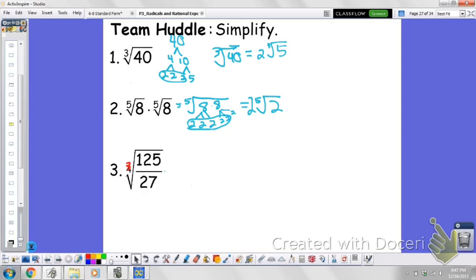I apologize, guys. The number 3, it should be the third root, or the cube root of 125 over 27. So go ahead, pause the video again, and work through it that way. My bad.